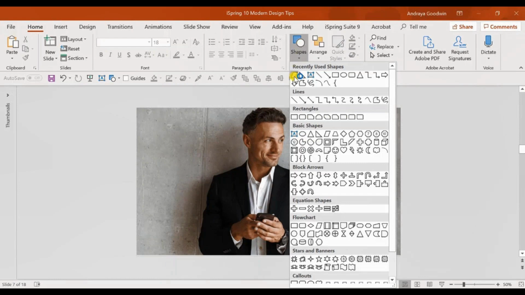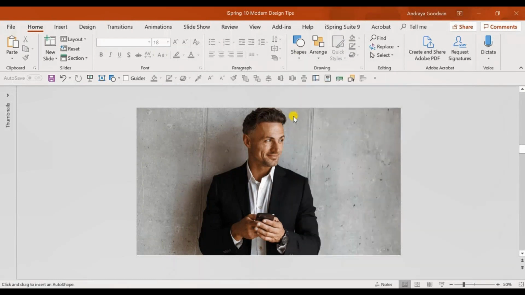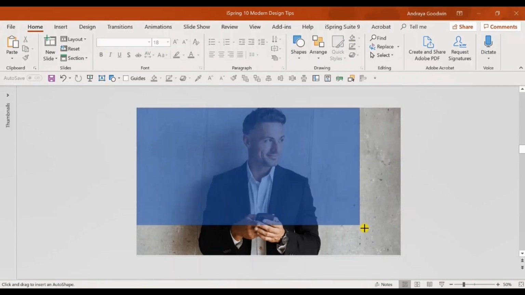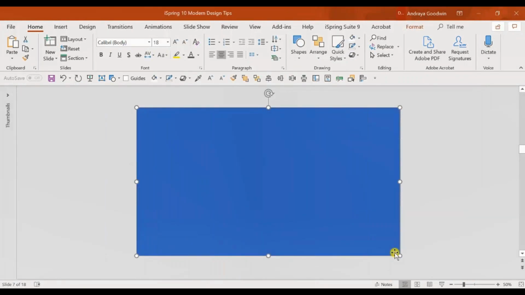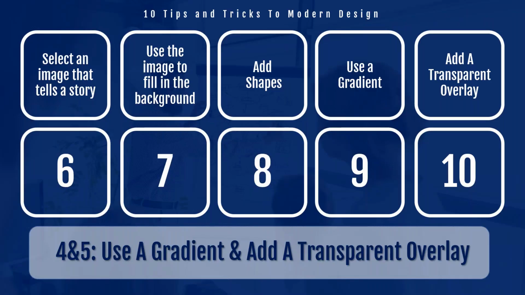Now for our course cover, the shape that I use most often is definitely a rectangle. So let's go ahead and grab one of those. And we're going to start here in the corner, and we're actually going to drag it across the entire canvas. Now this may look a little funny since we literally covered up the entire picture, but it actually leads me to tips number 4 and 5, which are to use a gradient and to add a transparent overlay.